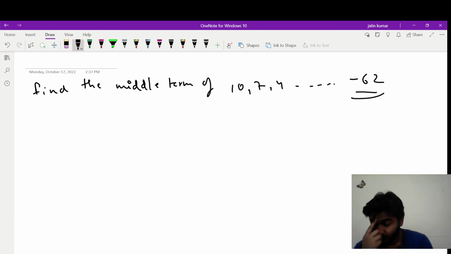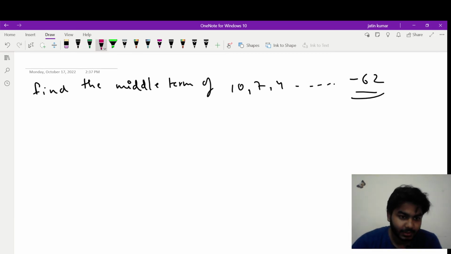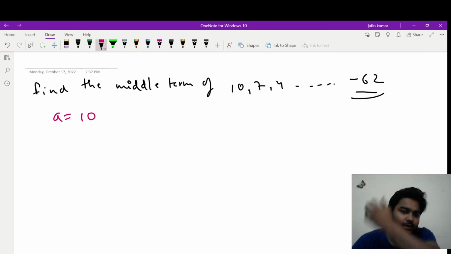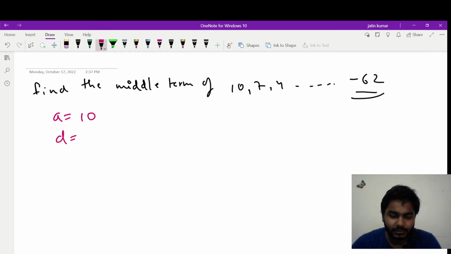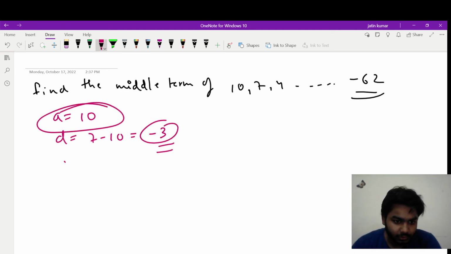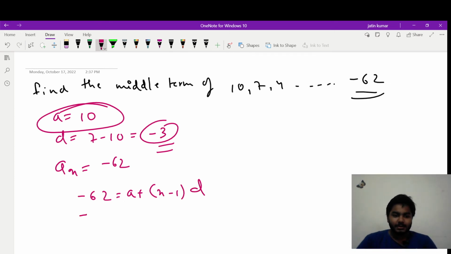Okay. Now first step, write the value of a is 10, d is 7 minus 10, which will be minus 3. This time d is minus 3, and you know the value of the nth term, an is minus 62, and you know the formula: minus 62 is equal to a plus n minus 1 into d. This is the nth term, so the coefficient of d will be 1 less. Minus 62, put the value of a as 10 plus n minus 1 into minus 3.